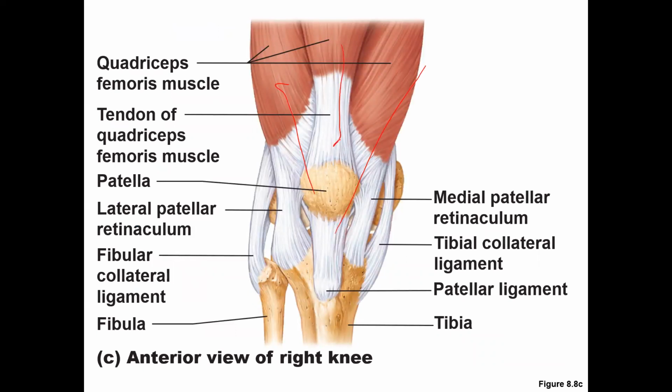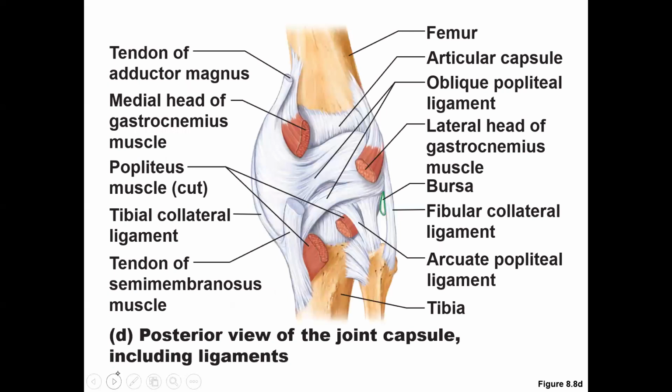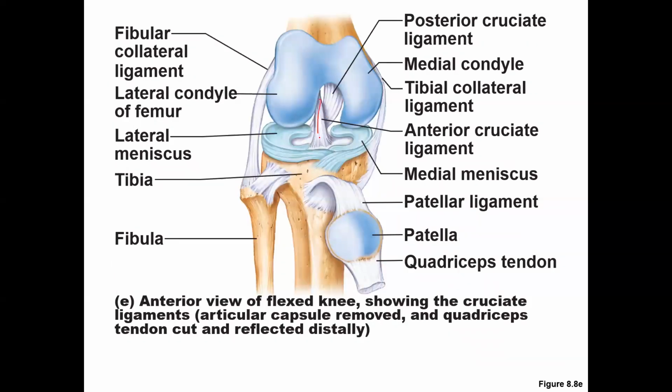There's the quadriceps tendon, patellar ligament, fibular collateral, tibial collateral ligaments. They help to prevent hyperextension. There are ligaments underneath this that prevent this femur from slipping off the top of the tibia. And we see those cruciate ligaments there. Collateral ligaments out here.